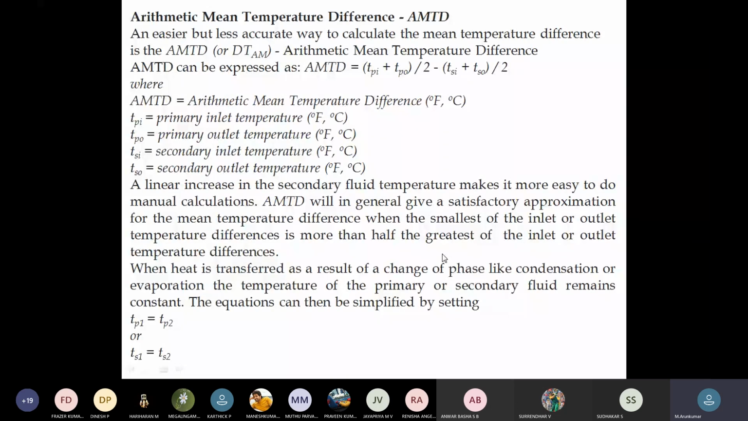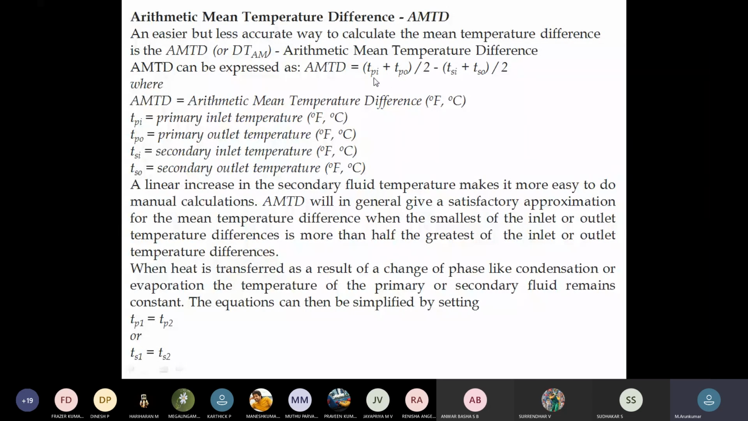Also we have another one, AMTD. What we discussed is LMTD, that is logarithmic mean temperature difference. Also we can calculate the temperature difference with the use of the arithmetic mean, which is just the average. So we can just take the average based on the temperatures we have. It is easy but least accurate. So this AMTD method will be less accurate to calculate the mean temperature difference.